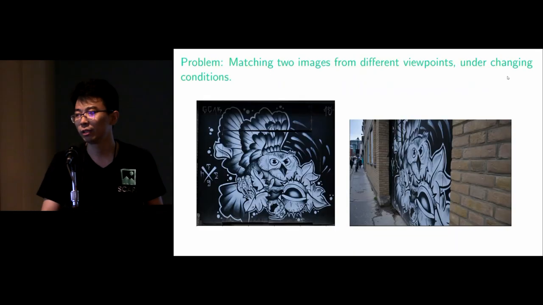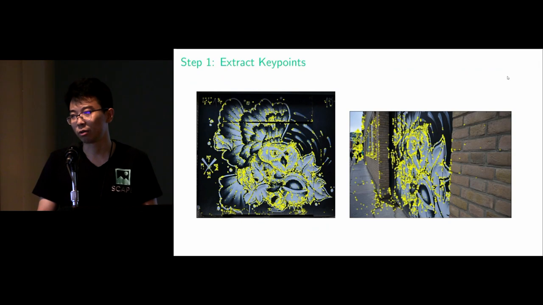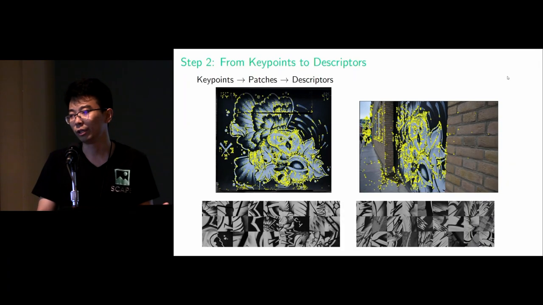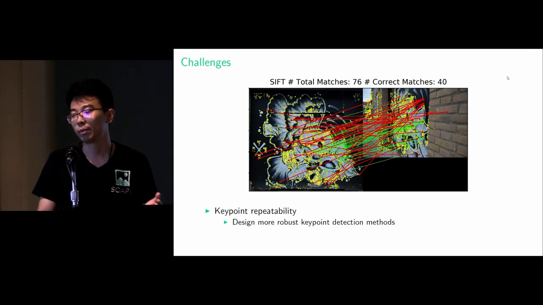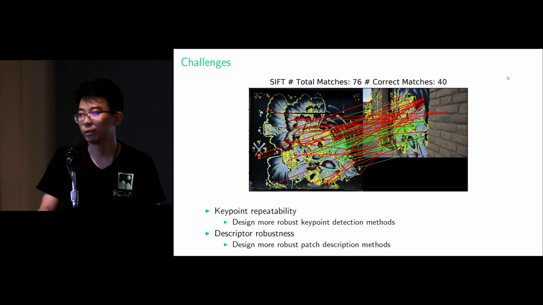Here we give an example of matching two images from different viewpoints. To match them, firstly, key points need to be detected, and then local patches are extracted around these key points, and finally, these local patches are encoded into descriptors and matched. This is the matching result given by SIFT descriptor, and we can see that not all key points can be correctly matched. To get better results, we can work on the repeatability of the detector or the robustness of the descriptor. And in this work, we focus on learning better descriptors.